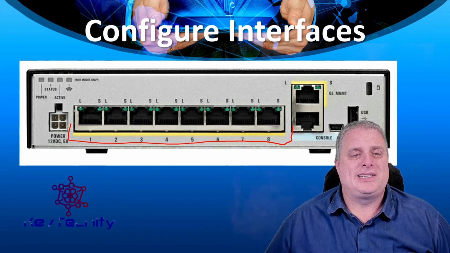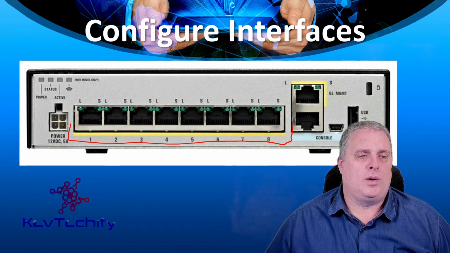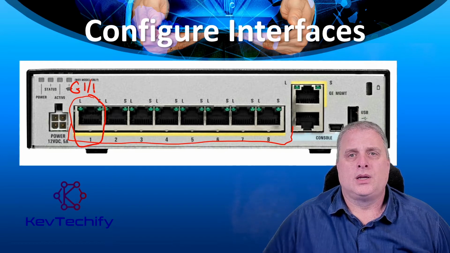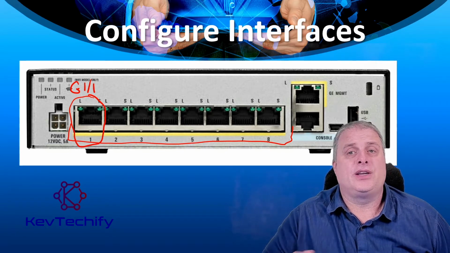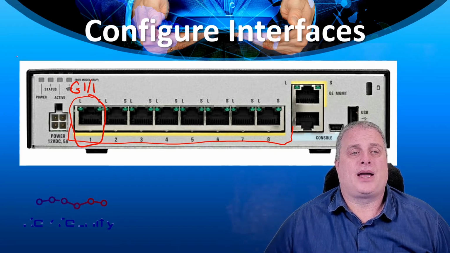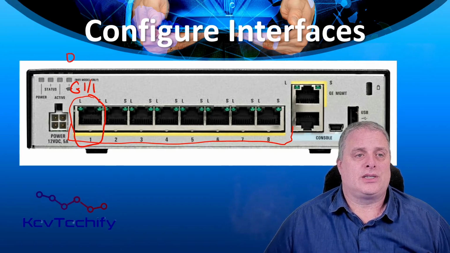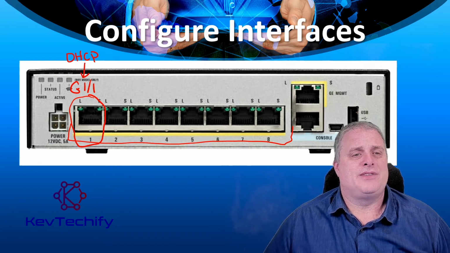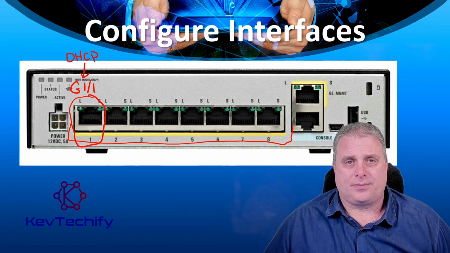The G1/1 port, so this one right here, is used by convention as the outside interface and is set to receive its IP address by default. And so this address, you connect up to your internet provider, to your WAN provider, and it's set up to receive its address by DHCP.